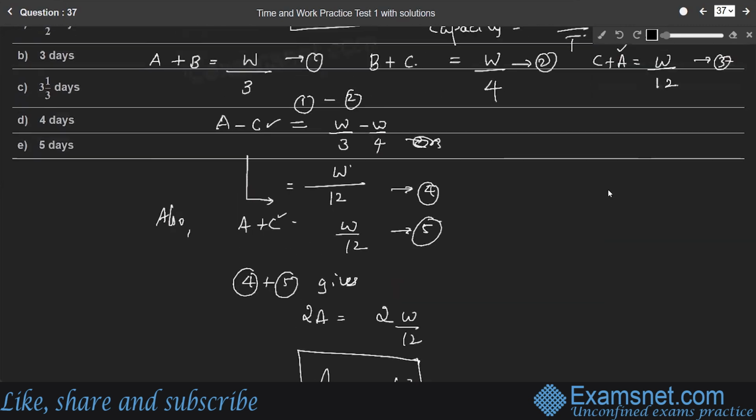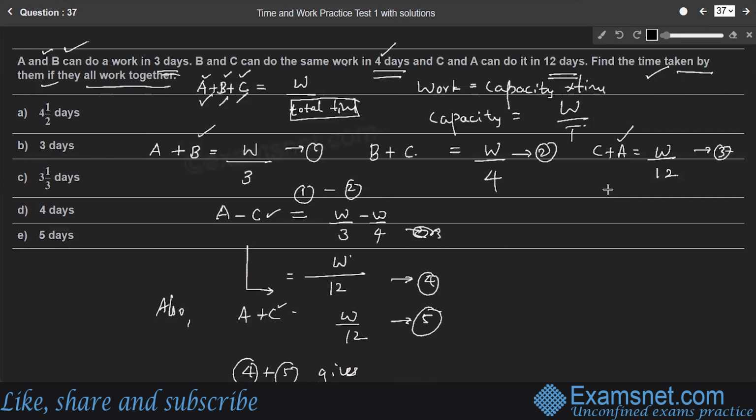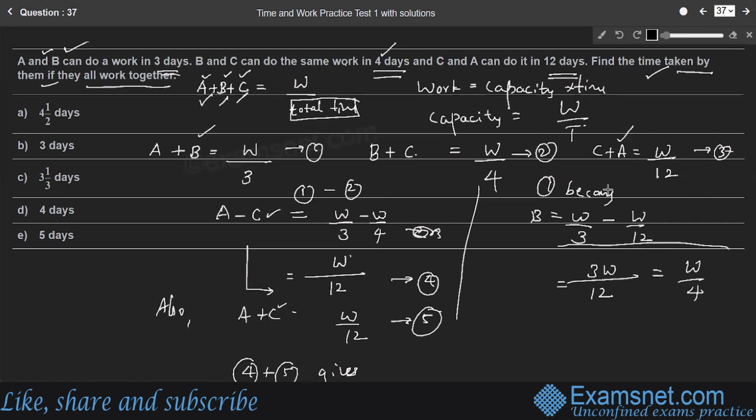Now capacity of B, substitute this in any of the equations. A is W by 12. Therefore, from equation 1 the capacity of B is W by 3 minus A, and A is W by 12. So we have 12 as the LCM, 3 into 4. So 4W minus W is 3W. So capacity of B is W by 4.